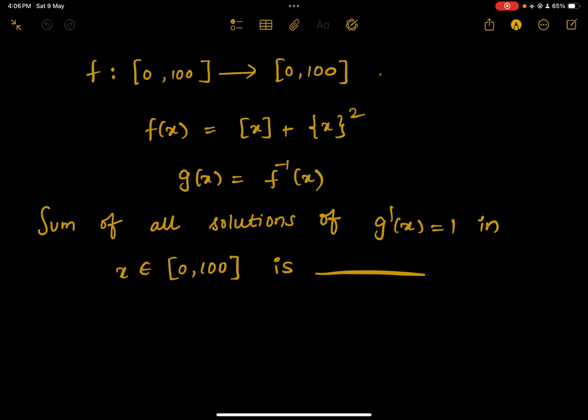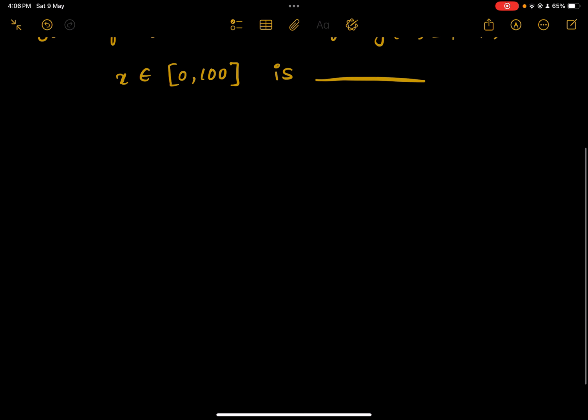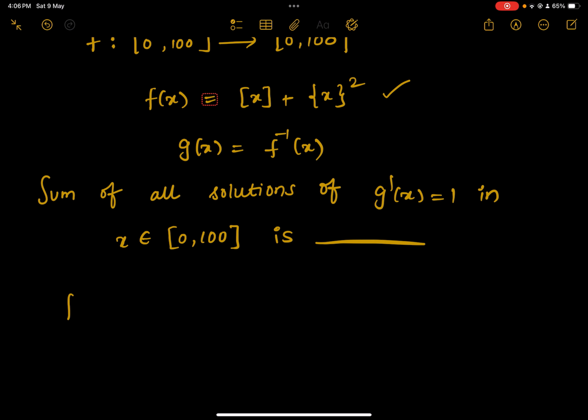So you have a function. The domain of the function is given, which is 0 to 100, and 0 and 100 are in the closed interval, and the range is also the same. The codomain is also the same, and this is the function. Before proceeding further, let us analyze the function a bit.